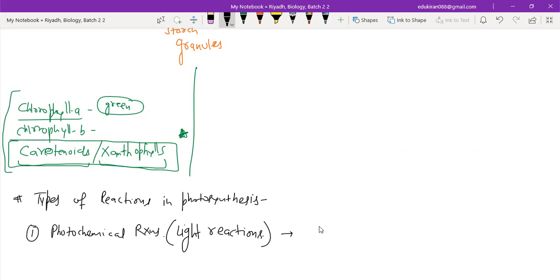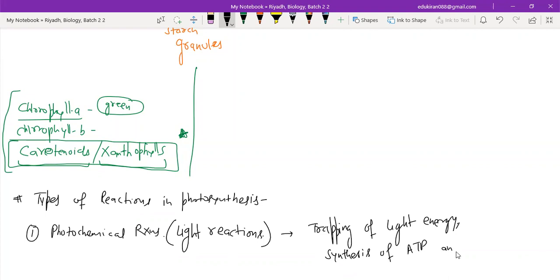And also for the synthesis of ATP. What is ATP? Adenosine triphosphate, which is the energy currency of the cell, and NADPH. Just write it down. I'll explain what it is later.